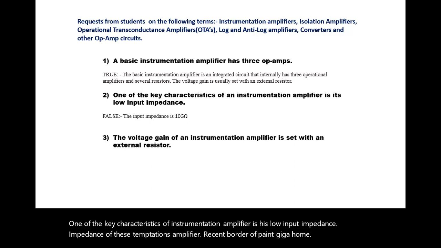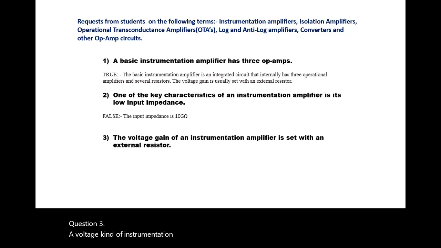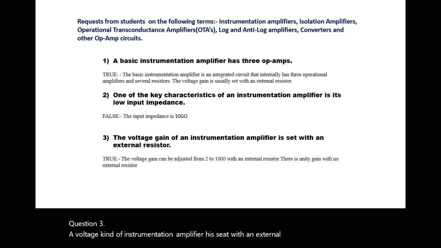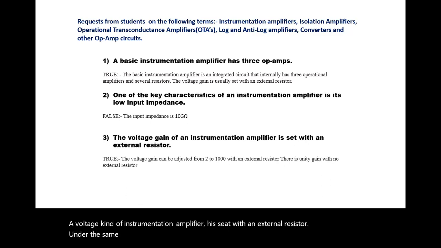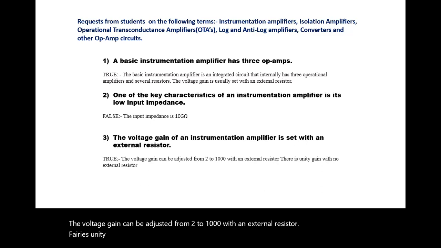Question 3. The voltage gain of an instrumentation amplifier is set with an external resistor. 100% true. The voltage gain can be adjusted from 2 to 1000 with an external resistor. There is unity gain with no external resistor.